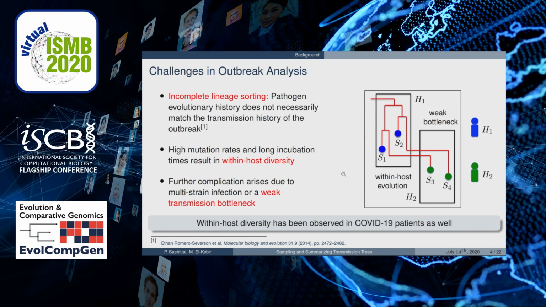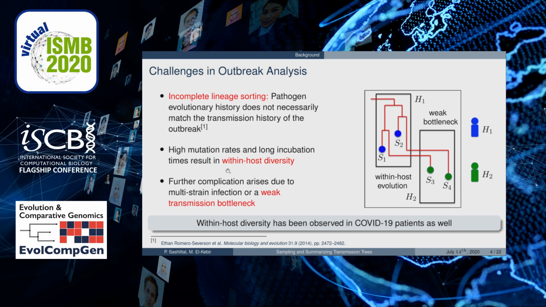So, although there's been a lot of development in this field, there are still several challenges that hinder the accurate inference of the transmission history. One of the biggest challenges is incomplete lineage sorting, where pathogen evolutionary history does not necessarily match the transmission history of the outbreak. This happens due to within-host diversity, which is the co-occurrence of multiple strains of the pathogen in an infected host. This is especially the case for pathogens with high mutation rates and diseases with long incubation periods.